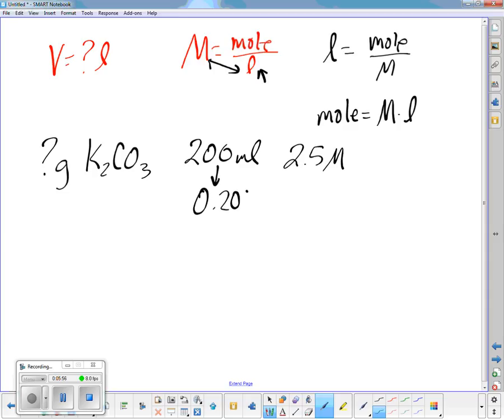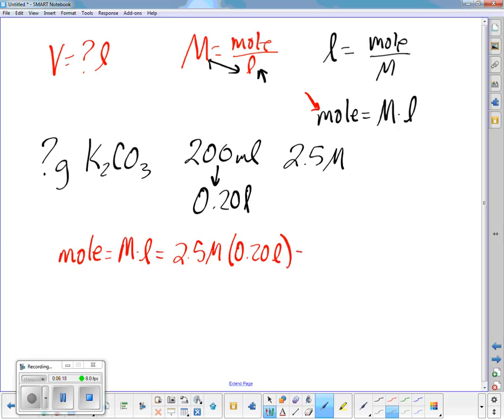0.2, good, liters. And then I'm going to use the mole one because I know from moles I can get to grams, right? So I'm going to take moles are equal to the molarity times liters. So 2.5 molar times 0.20 liters. That's going to give me moles.